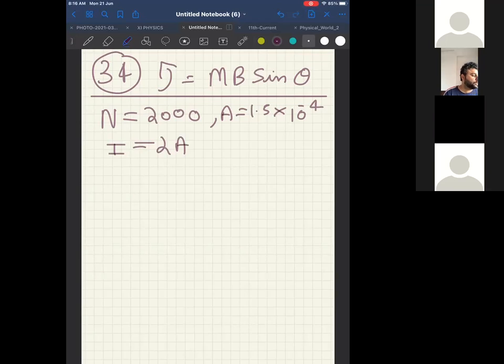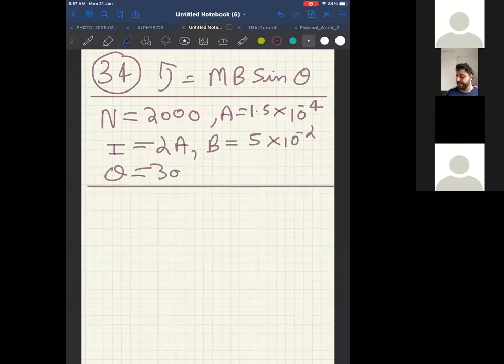It is suspended through its center and perpendicular to its length, allowing it to turn in a horizontal plane of uniform magnetic field B. That means B is also given. B is given as 5 into 10 power minus 2, making an angle of 30 degree. What is the torque? Now this is the data given.